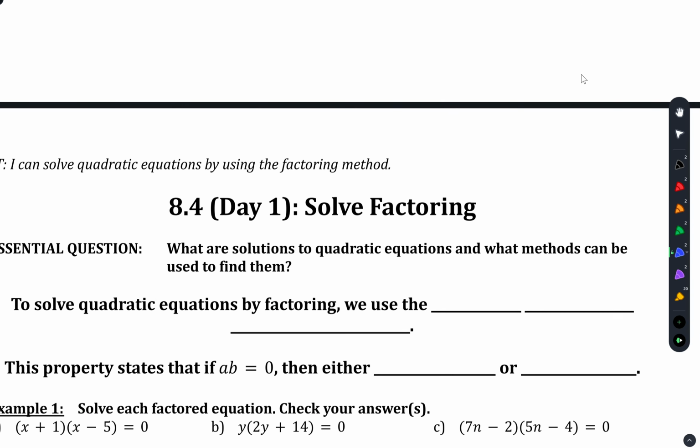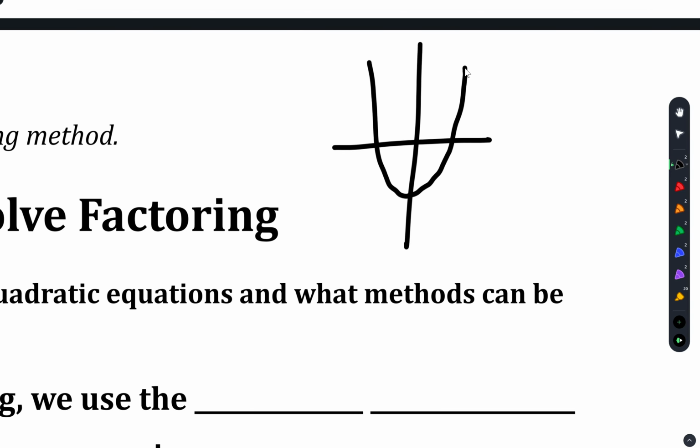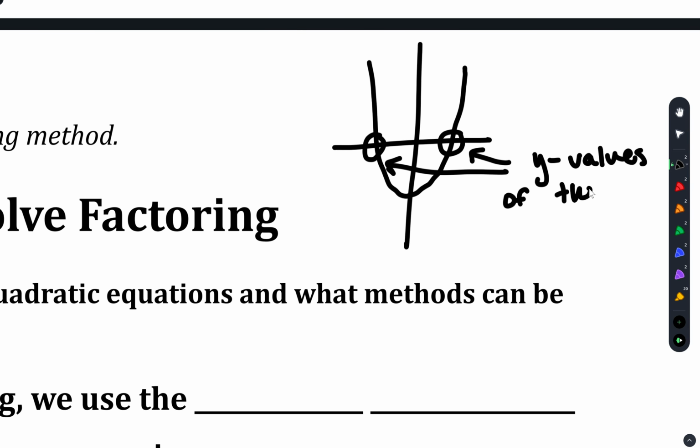The y value of my coordinate point is going to be a 0. So on the top of our papers, I'm going to make us a little note that when I am talking about a coordinate plane, here and here, those are my solutions, and the y values of those coordinates of the points of the x-intercepts are 0.